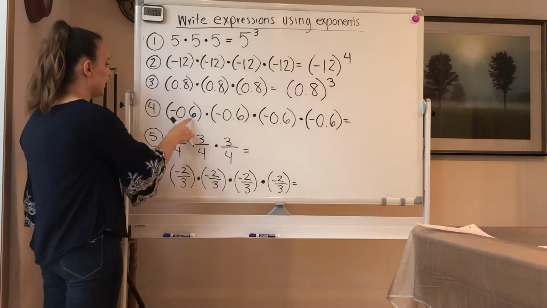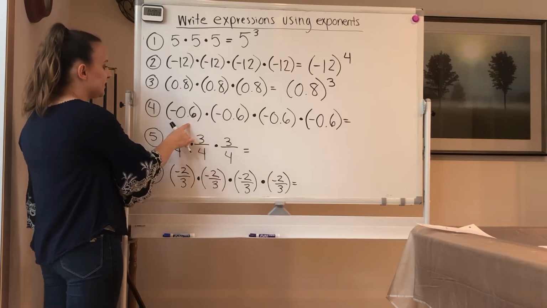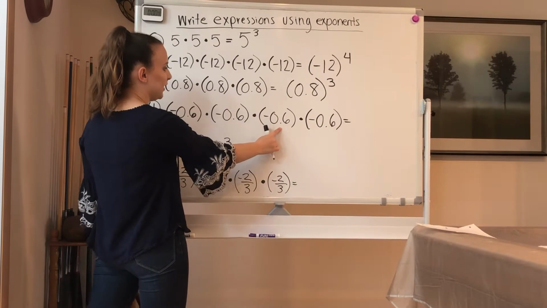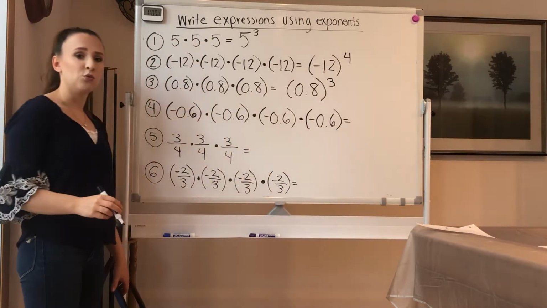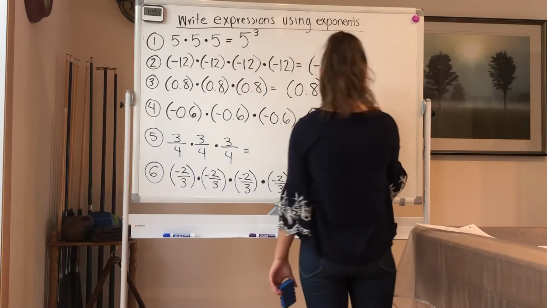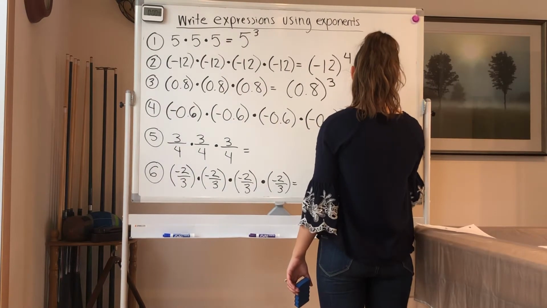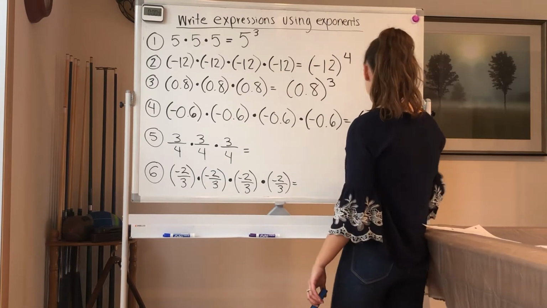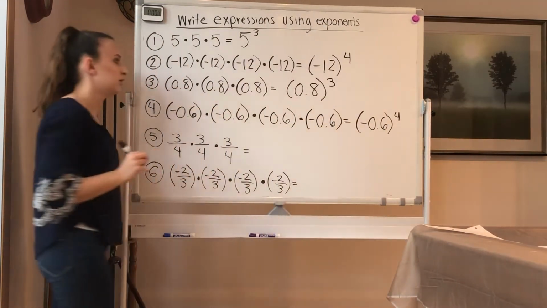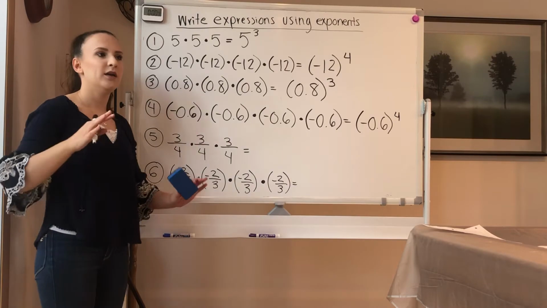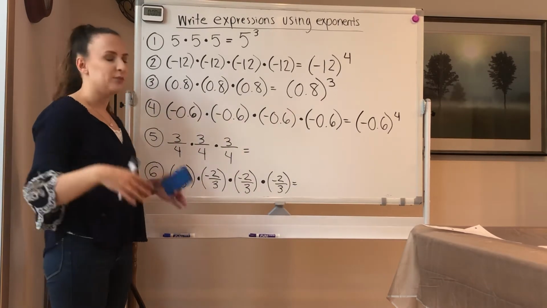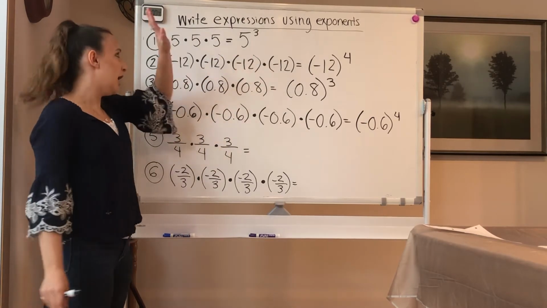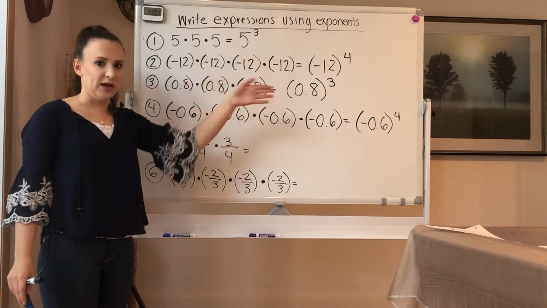Okay, next one. Negative 0.6 times negative 0.6 times negative 0.6 times negative 0.6. My base is negative 0.6. And I have 1, 2, 3, 4 of them. So negative 0.6 to the fourth. Notice I'm not finding what the actual answer is. I'm just writing it with an exponent. Like I'm not saying, oh, 5 to the third, that's 125. I'm writing it with an exponent because that's what the direction said to do.